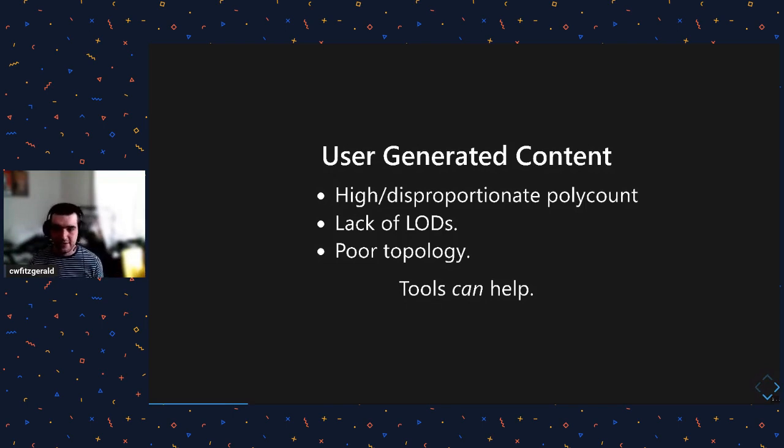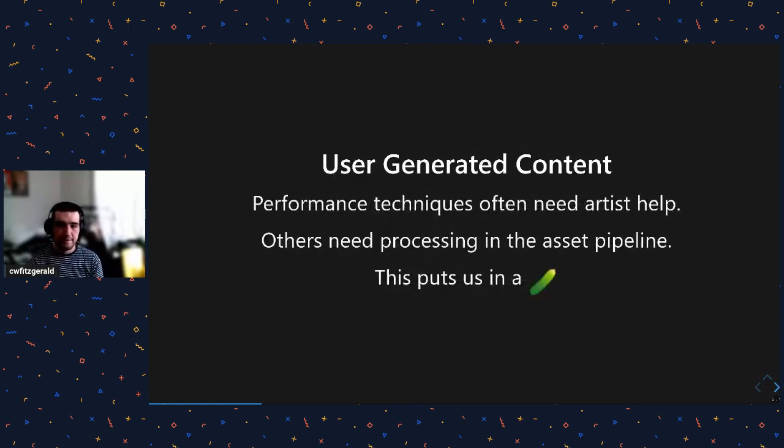There are things that you can provide as a user, as a developer, to be like, oh, when you upload your thing, I'm going to audit it and say like, oh, it has 15 million times more polys than it should. They might listen to that. They might not, because they're totally allowed to just not listen. So this is the problem I really want to be able to solve. And a lot of these performance techniques need artist help, and some others need processing in the asset pipeline, and then this just puts us in a pickle.